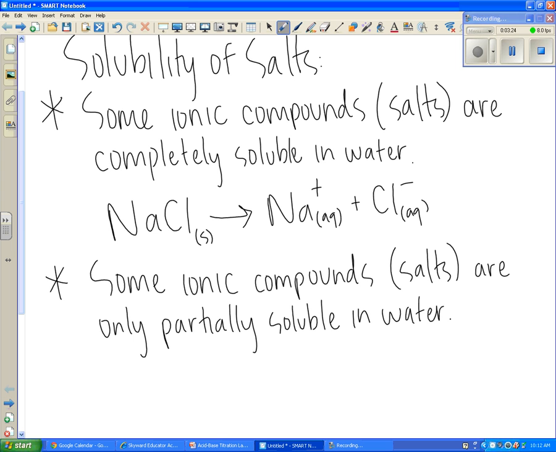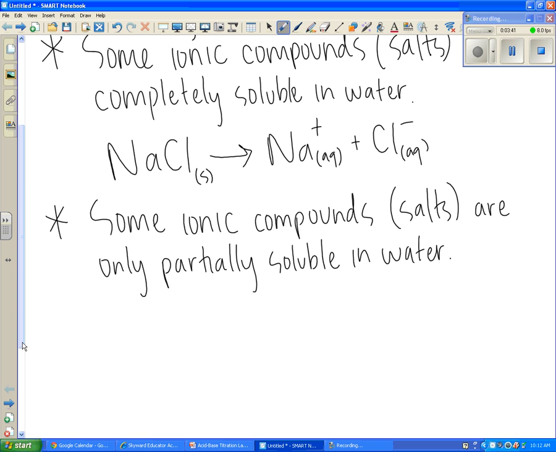Some ionic compounds are only partially soluble in water. This means that when we dissolve those ionic compounds, some of the ionic compound will dissolve and some will not. What we eventually get, because some dissolves and some does not, is an equilibrium that is established.